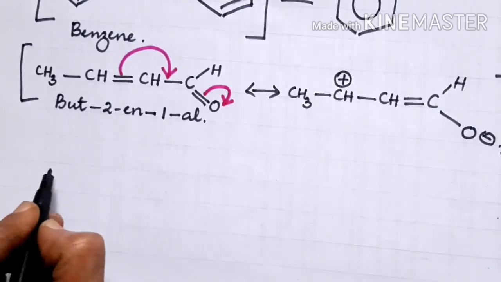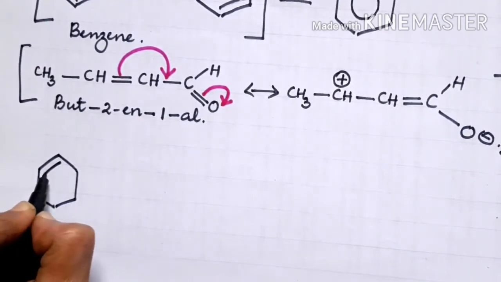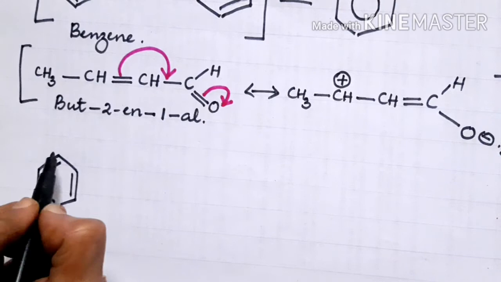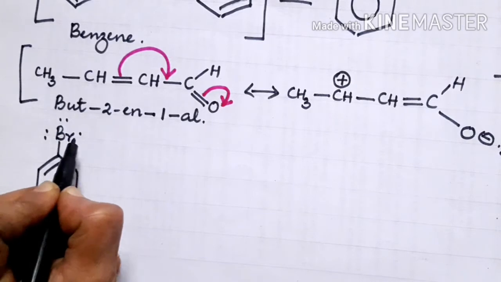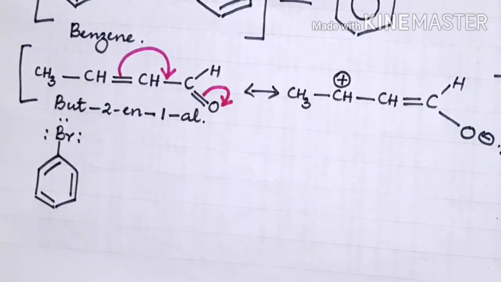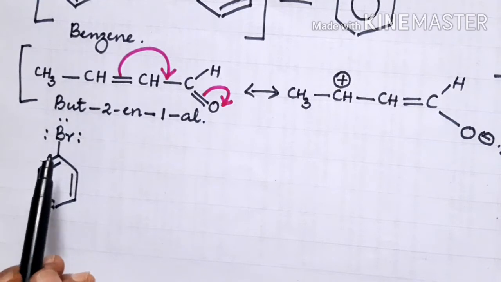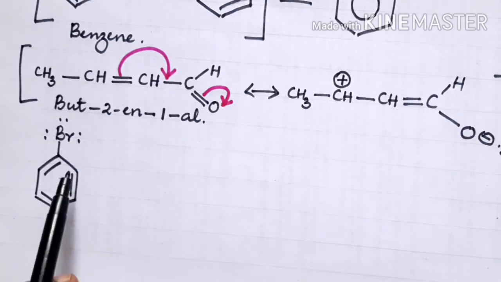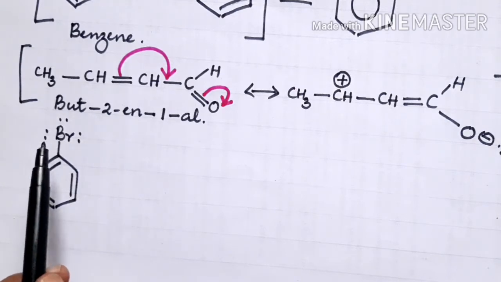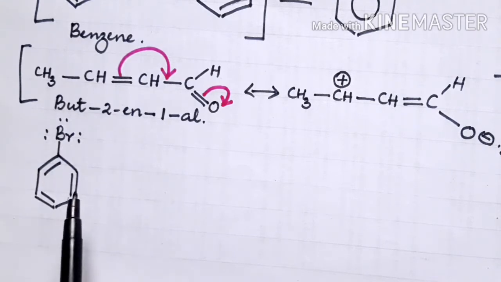Suppose we draw the structure of bromobenzene. This is a benzene ring with bromine attached here. We have three pairs of electrons on bromine. So you find that the lone pair is in conjugation with the double bonds. What do you mean by conjugation? That means it has alternate double bonds, or the lone pair is separated from the double bond by a single bond. Then we say that it is in conjugation.